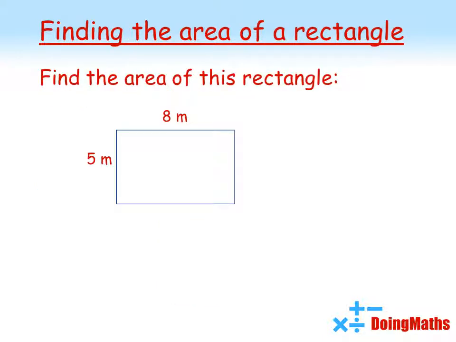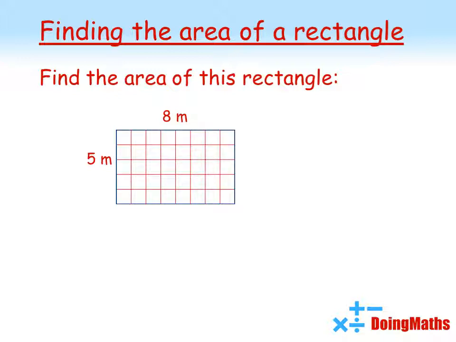Now we're going to use this to find the area of this rectangle here. Our rectangle is 8 metres wide, 5 metres tall. If we fill that in with metre squares, you can see that we've got 8 columns. Each column has got 5 squares in it. So we've got 8 times 5 squares, which gives us an area of 40 square metres.